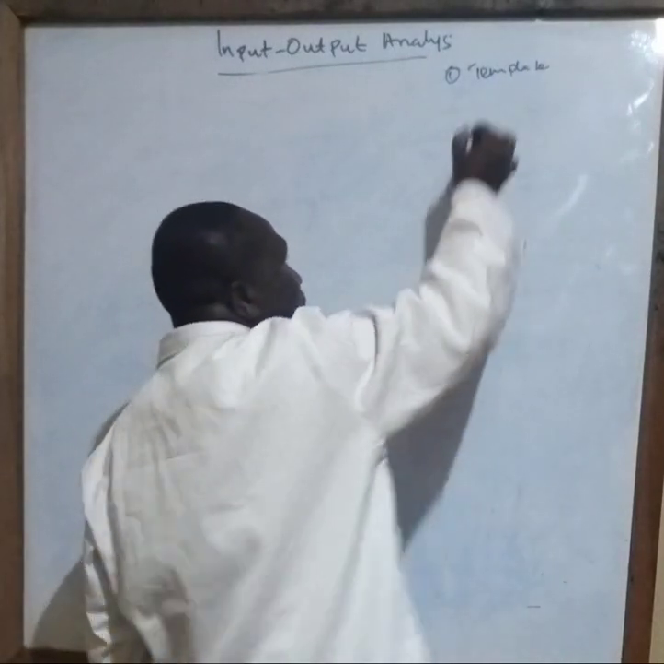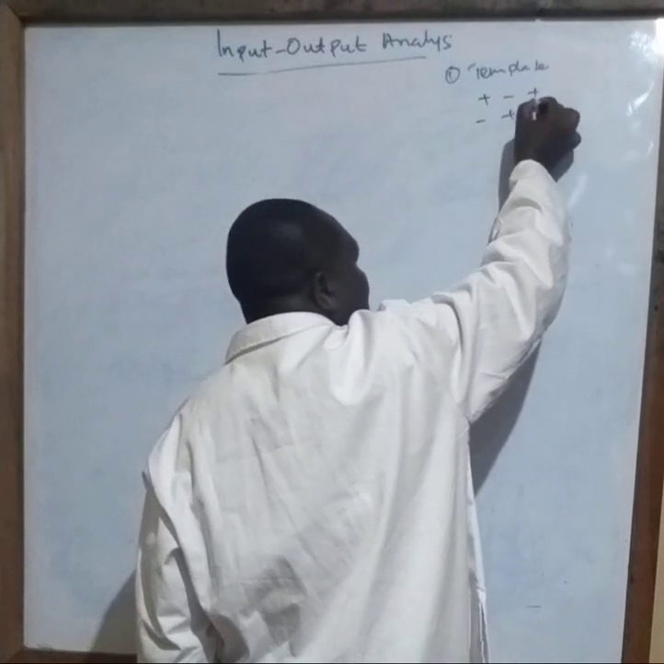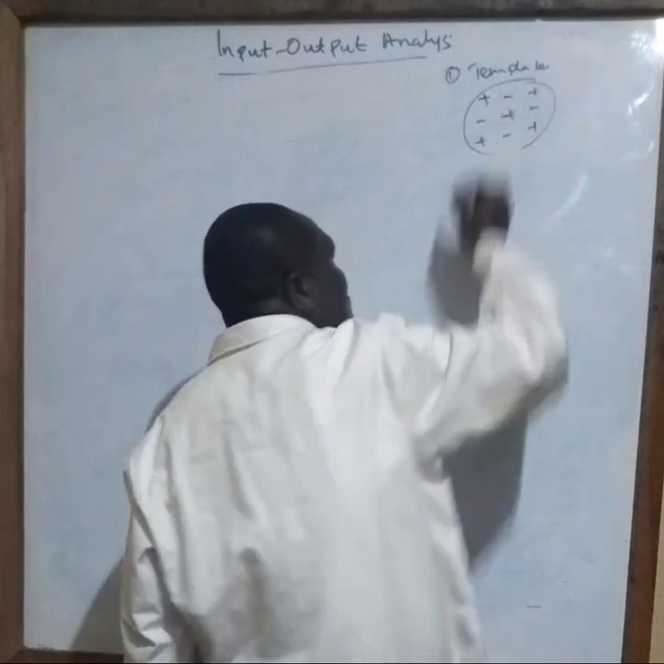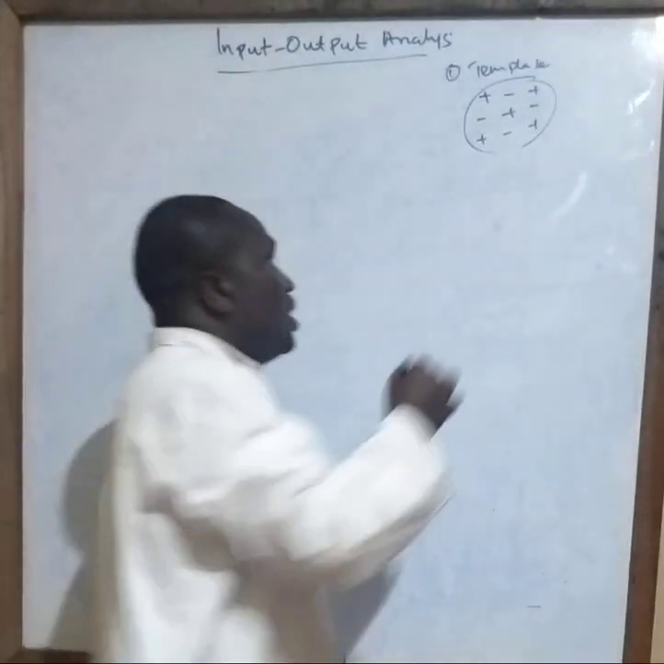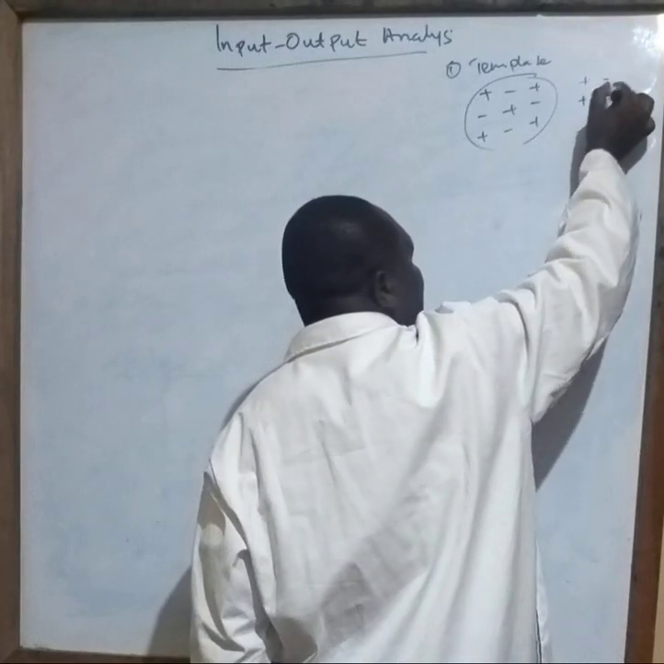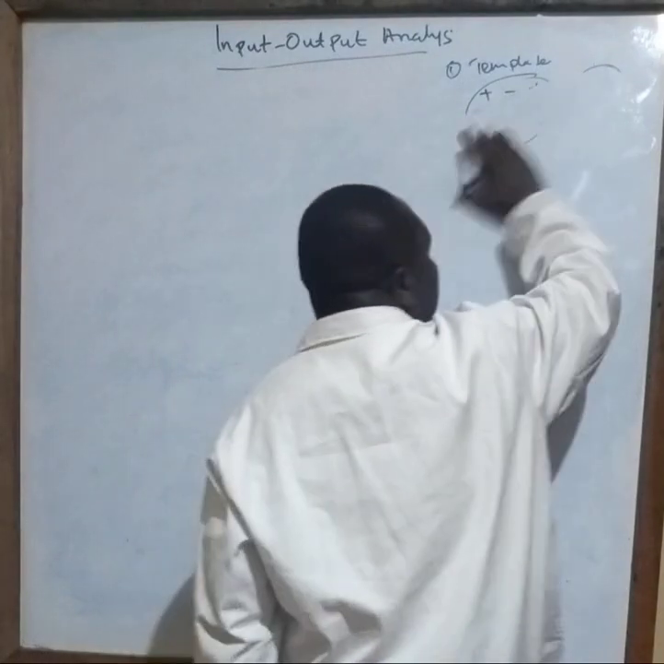Whereby we are saying this template is in the form of plus, minus, plus, minus, plus, minus, plus, minus, plus. So this one here, when it is a 3 by 3 matrix. If it is a 2 by 2 matrix, plus, minus, plus, minus. This is the template I'm referring to. Go back to our previous video.